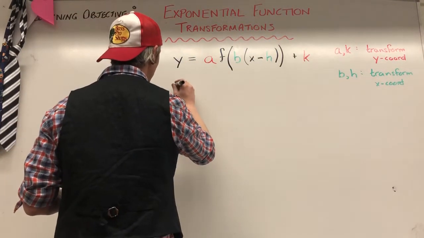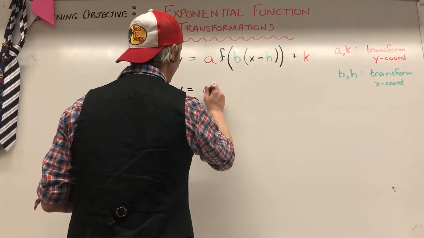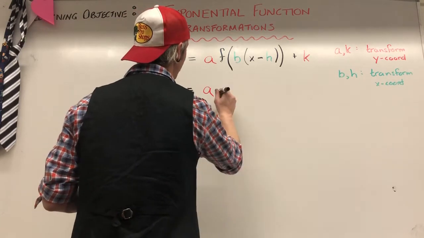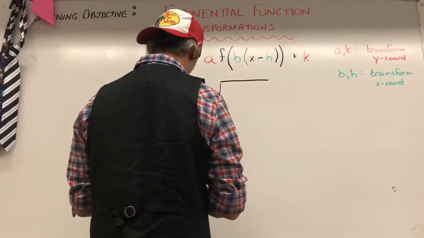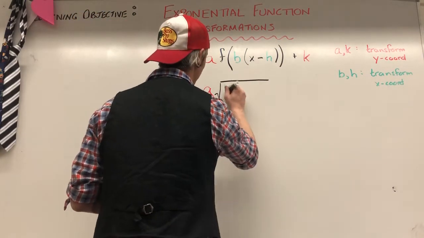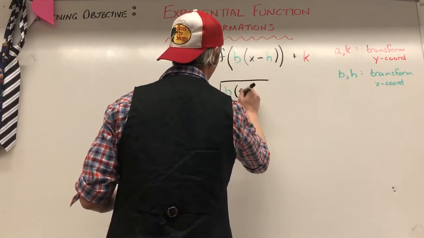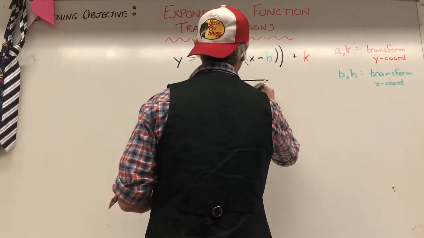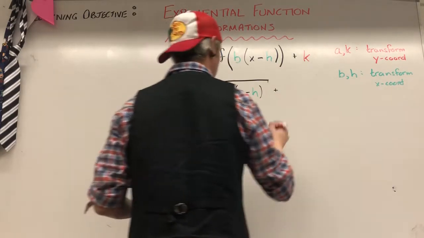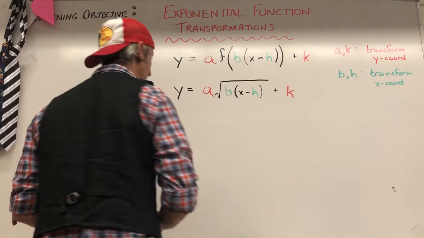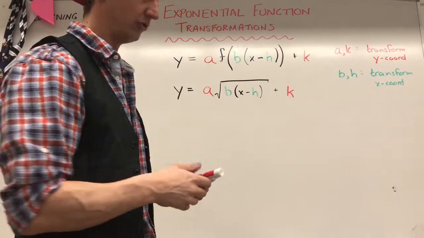So when we're doing our radical equation transformations, it works the same way. Just the equation looks a little bit different because now it's specific to radical equations. This is specific to all functions, and then we can look at each individual type of function. So this is our radical function: a square root of b(x minus h) plus k. Again, these behave the exact same way.